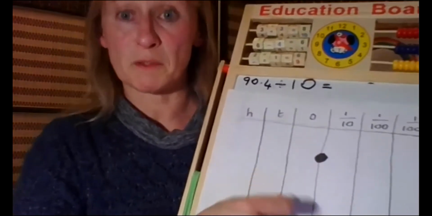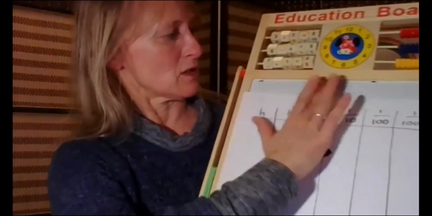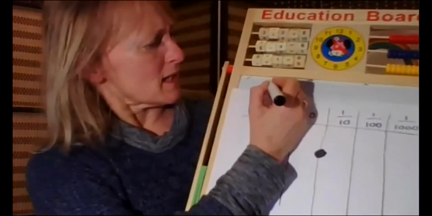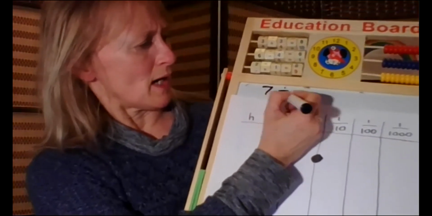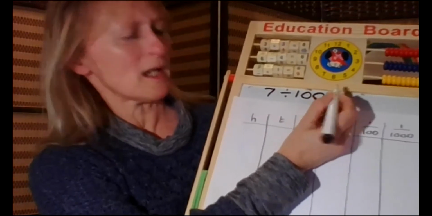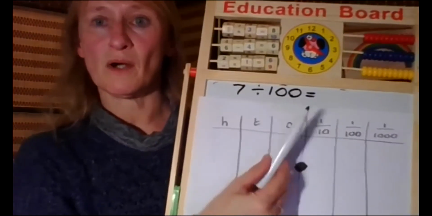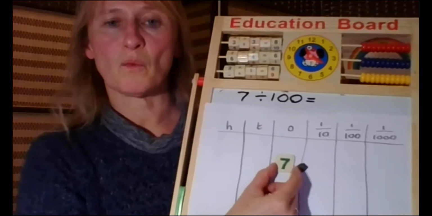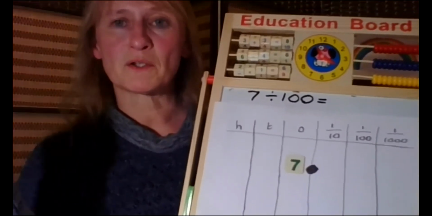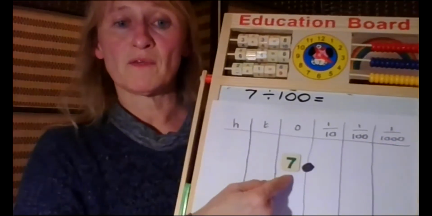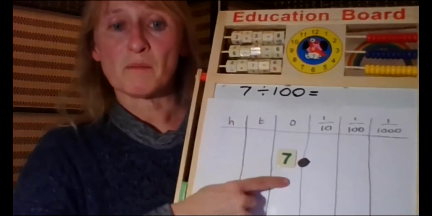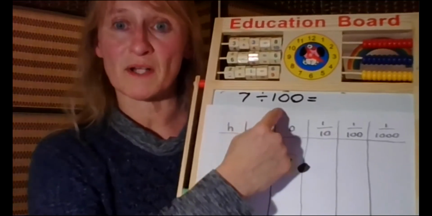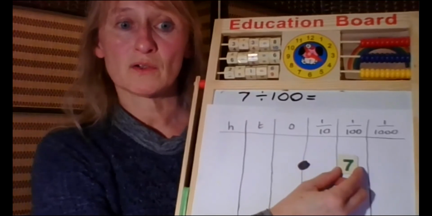So what do I do if I'm multiplying by 100? Okay, let's have a look. Let's do some that are dividing by 100. Pick a number. Let's have 7 divided by 100. The clue is in the number of zeros, always. I need to put 7 on. 7 is 7 ones, like that. So I'm going to move it to make it smaller. If I move it to the left, it will make it bigger. So I move it to the right to make it smaller because I am dividing. I'm going to move it 2 places because I'm dividing by 100. So off we go, 1, 2.